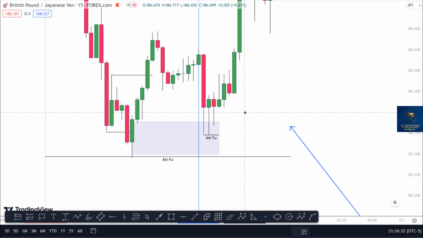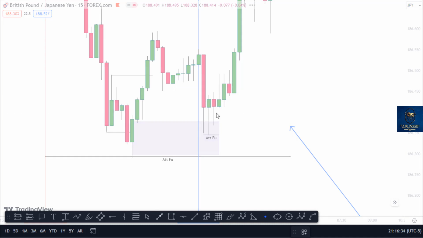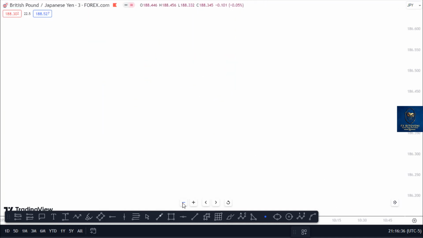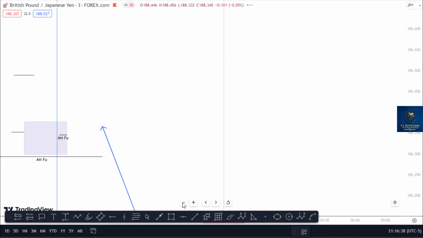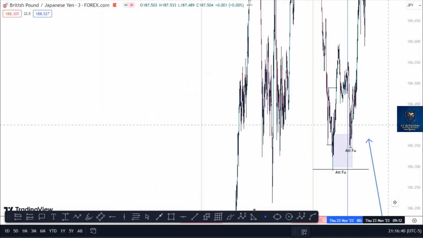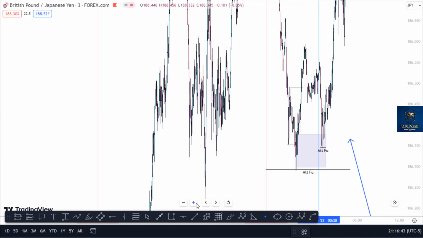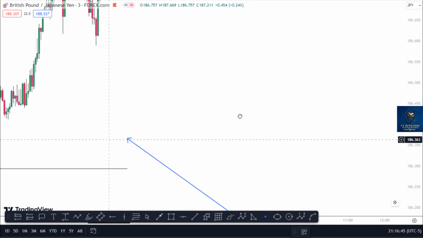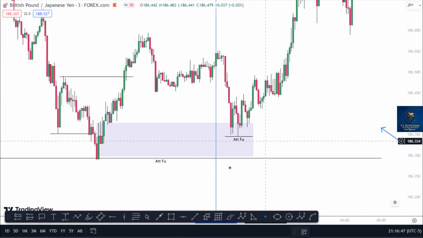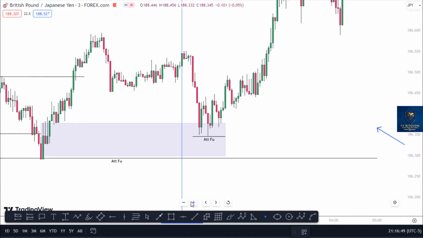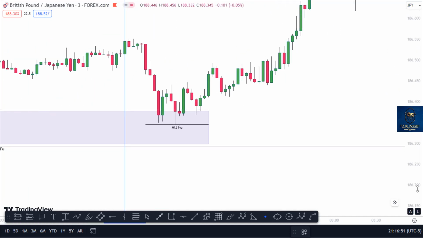Then I go to 3 minutes, for example, to see if I can find a dealing range. If I don't find it, no problem. Okay, clearly you can see.